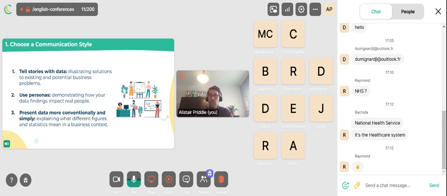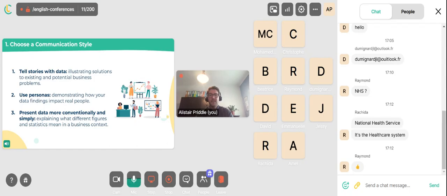Number 2, use personas, demonstrating how your data findings impact real people.